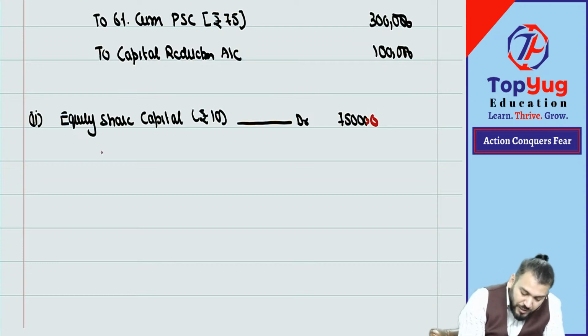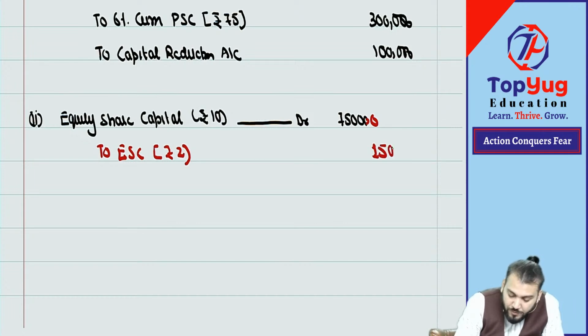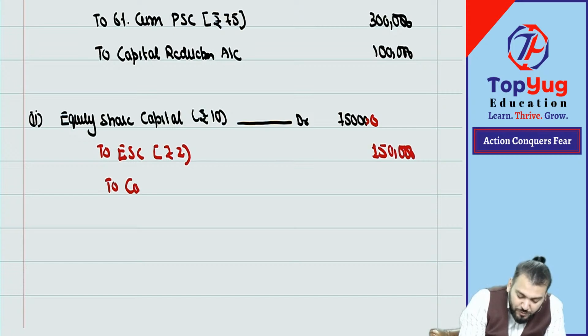Now it will become of rupees 2. So we write down equity share capital of rupees 2. It will become 1,50,000 and the balance will be reduced. And that will be transferred to which account? Capital reduction account. Already I said narration will be your homework.